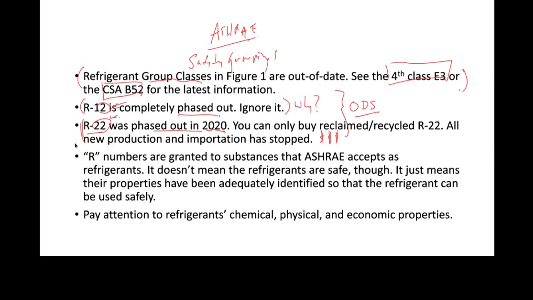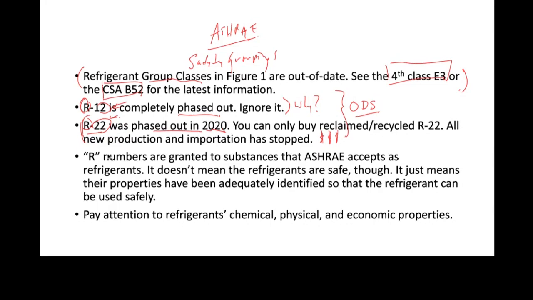Okay, so notice that we've got all these R numbers, and one of the things we might think is, where did the R numbers come from? They come from ASHRAE. And then we think, oh, it must be a safe refrigerant. It must be safe to use as a refrigerant. No, ASHRAE is not concerned about the safety of these refrigerants. ASHRAE is concerned about whether a manufacturer has accurately defined this particular material that it proposes for use as a refrigerant.